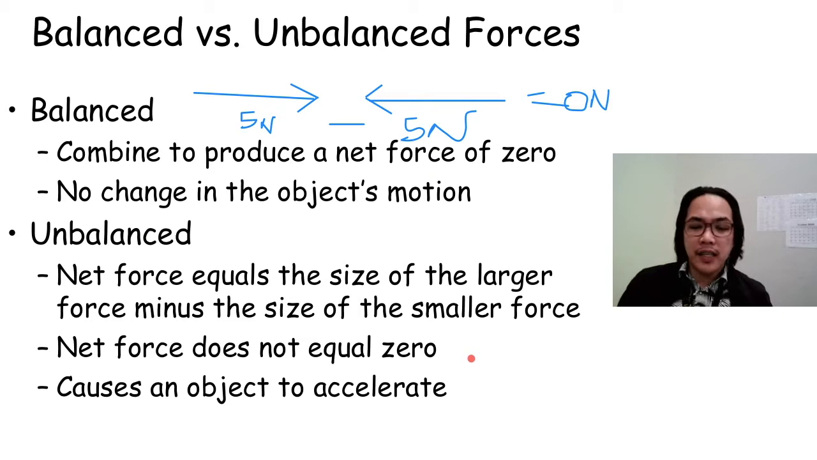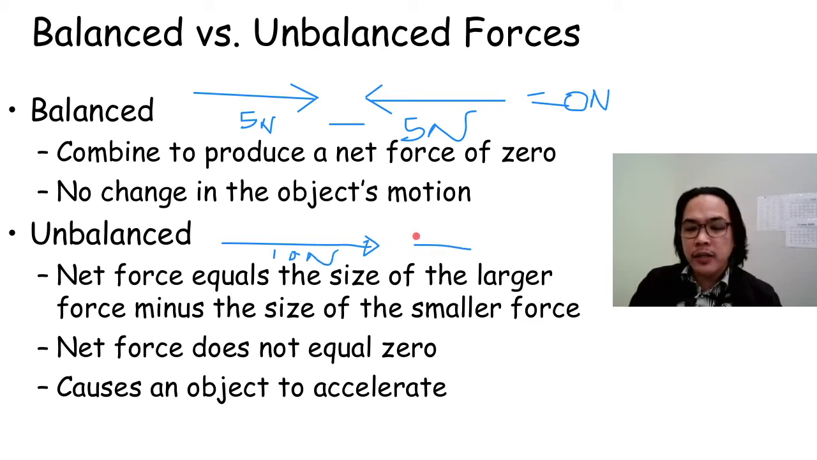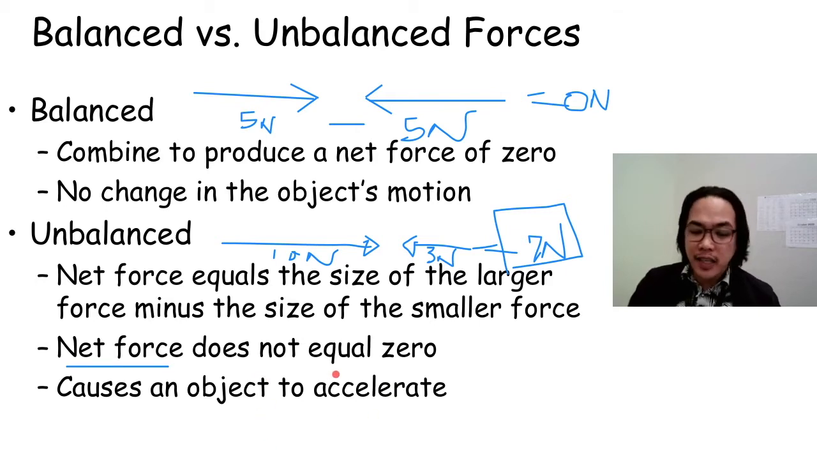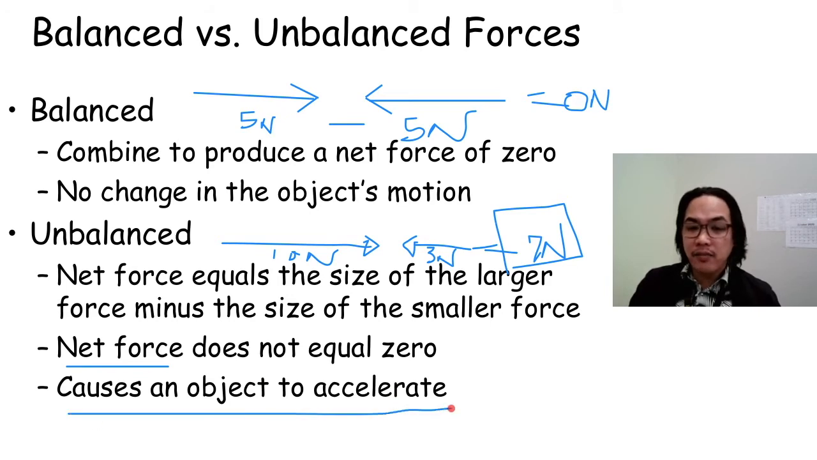However, for unbalanced forces, net force equals the size of the larger force minus the size of the smaller force, and net force does not equal 0. For example, again, you have 10 Newtons here and 3 Newtons in the opposite direction. You have 7 Newtons going to the right. This is an unbalanced force because there is a net force that does not equal 0. So it will cause an object to accelerate, meaning to speed up or to slow down.